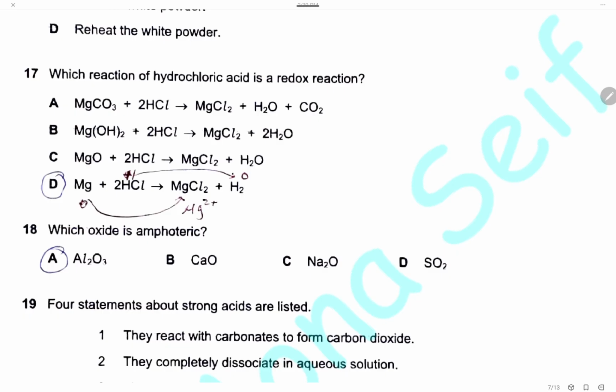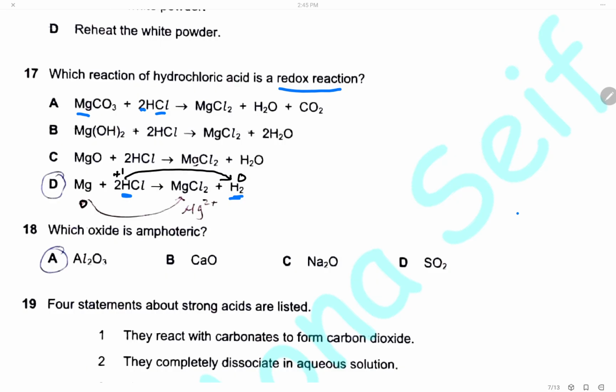Question 17. Which reaction of hydrochloric acid is a redox reaction? A redox reaction is a reaction in which oxidation and reduction both happen in the same reaction. So checking the oxidation states of magnesium, chlorine and hydrogen, we will find the only redox reaction will be here. Magnesium here is a metal, so the oxidation state is 0. It changes to +2 in magnesium chloride, and in hydrogen chloride the oxidation number of hydrogen is +1, changing to 0 in the hydrogen molecule, so the correct answer will be D.